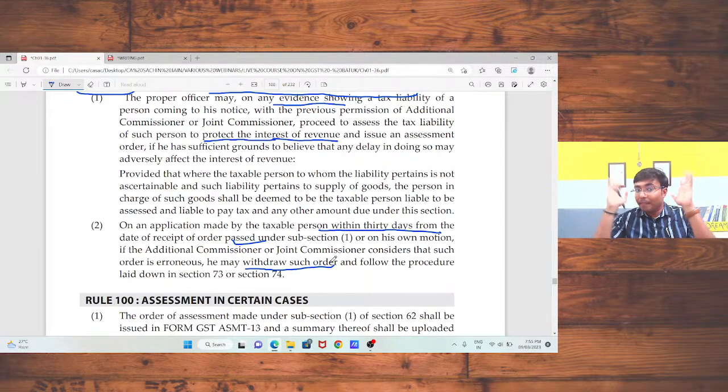Okay sir, so we had discussed a very important case, that is our self assessment. Then after we had discussed provisional assessment, that is in case I am not able to decide the value or rate. Then after we had discussed scrutiny of returns, sections 61 and 62. Also we had discussed the assessment of non-return filers and assessment of unregistered persons.